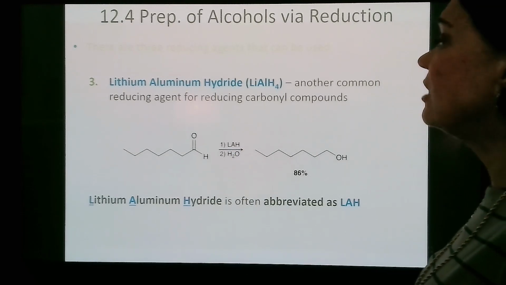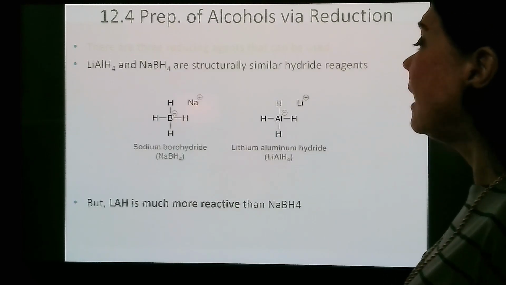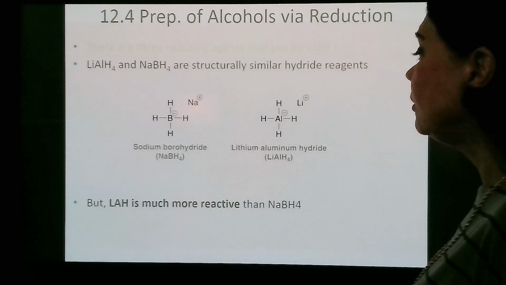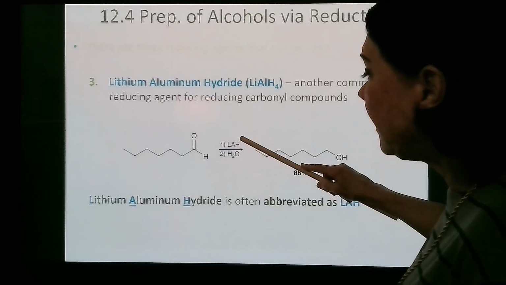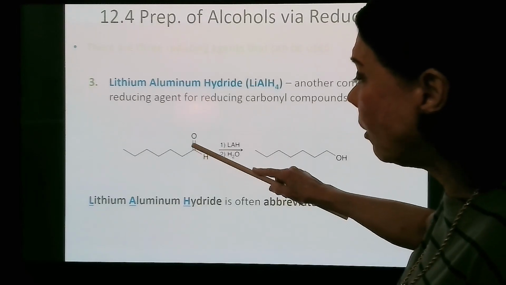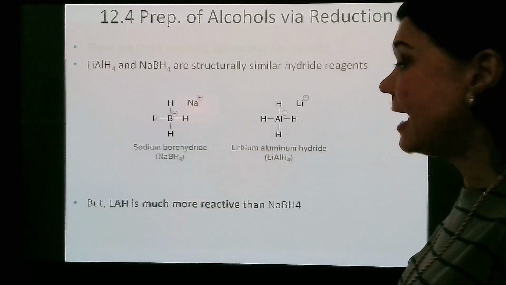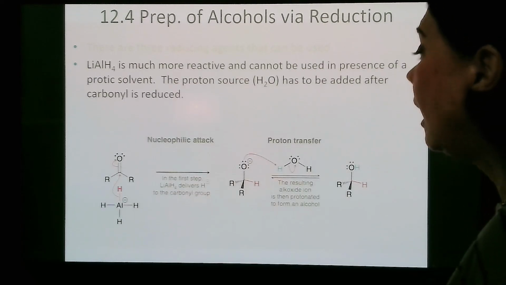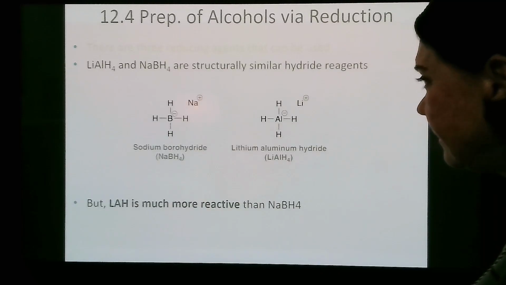The mechanism is very, very similar. It's analogous. And so here you would simply have H minus attack at the carbon. The pair of electrons moves up onto oxygen, exactly as you saw on the previous transparency. Let me go back and see if I missed anything.